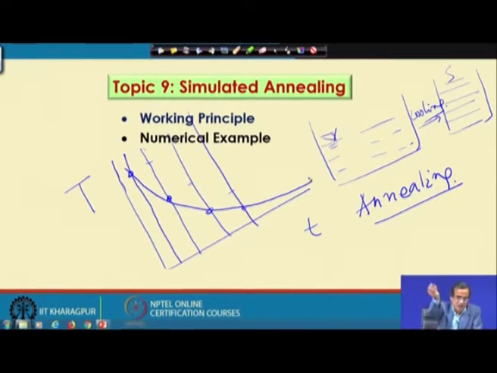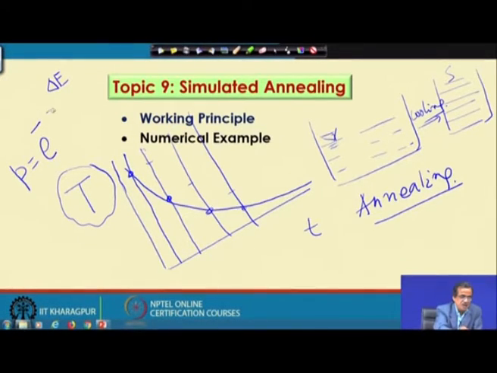In fact, what we do is we take the help of the Boltzmann probability concept. If the temperature is high, according to the Boltzmann probability, the probability of selecting a bad solution will be more. Here the probability p is nothing but e raised to the power minus delta E divided by kT, and k, the Boltzmann constant, is considered equal to, say, 1.